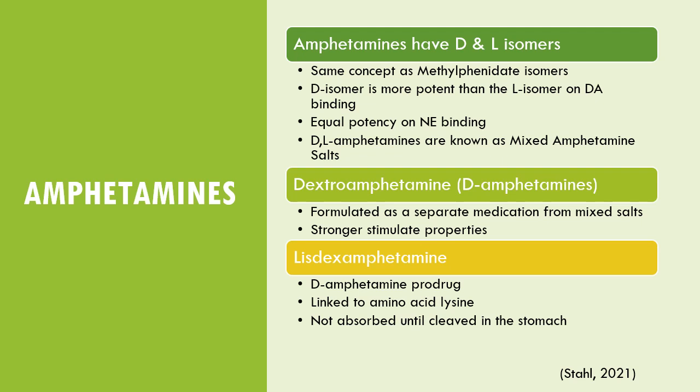Another newer version of amphetamines are the lisdexamfetamines. These are D-amphetamine prodrugs, and they are linked to the amino acid lysine. The molecules are cleaved or split in the stomach, and they turn into D-amphetamine, and they are slowly absorbed rather than the rapid absorption of the other amphetamines.